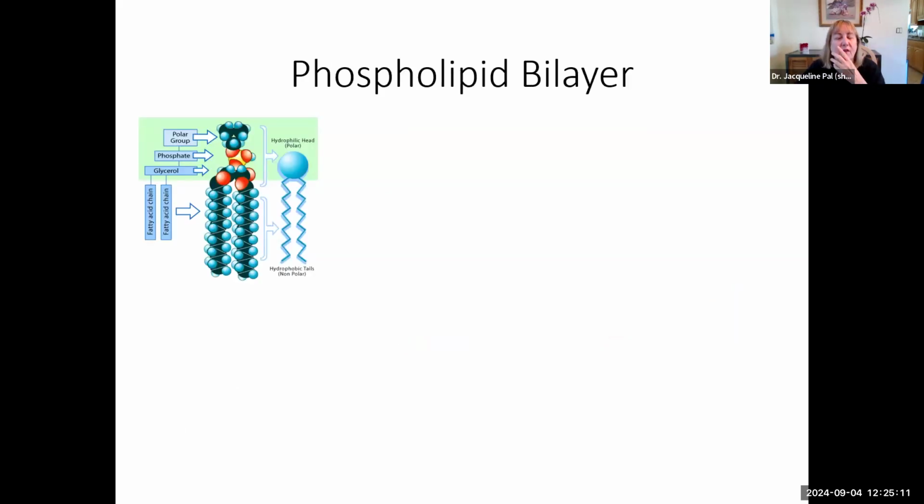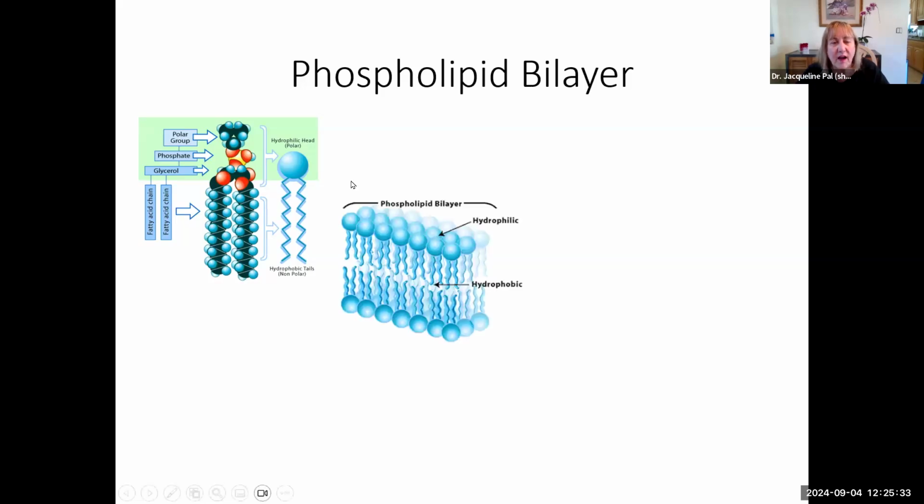First, it's made out of a phospholipid bilayer. So refresh your memory. We have a glycerol and two fatty acid chains to which we are going to attach a phosphate, and that gives us a hydrophilic head because it's polar, and hydrophobic tails. And so when you put them in a watery environment, it spontaneously forms a phospholipid bilayer.